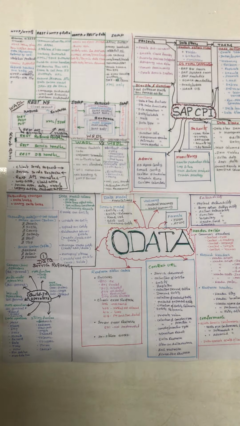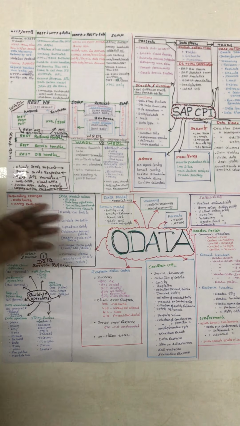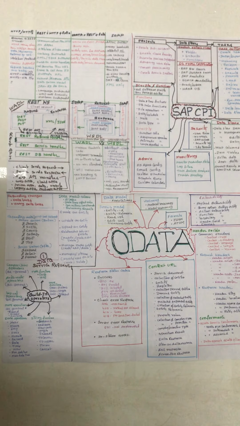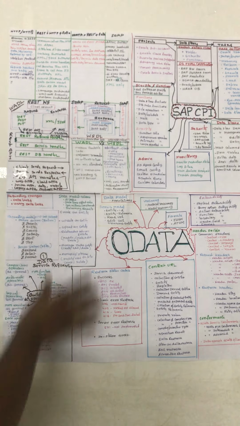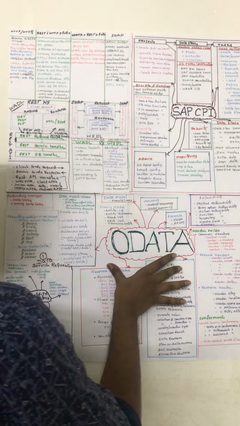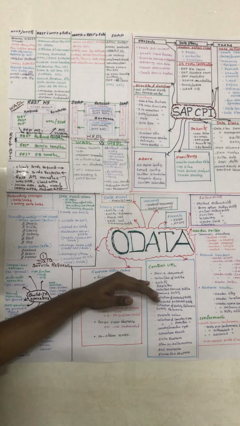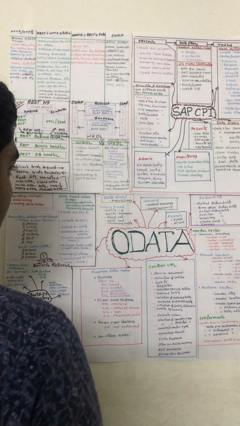And this was about HTTP methods, the REST architecture, and also the SOAP framework, and again OData briefly. Now we will get into OData briefly. Now we understood the REST framework and SOAP framework. Now we will get into OData, which is very important.